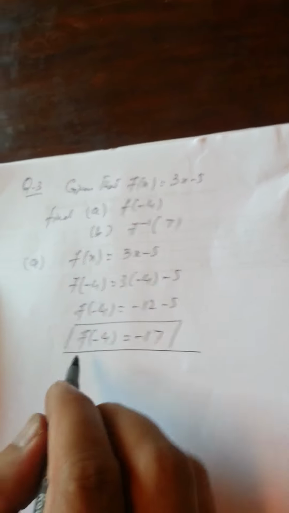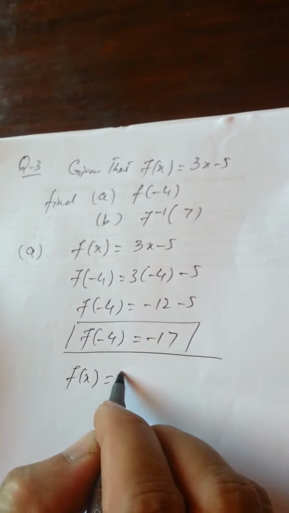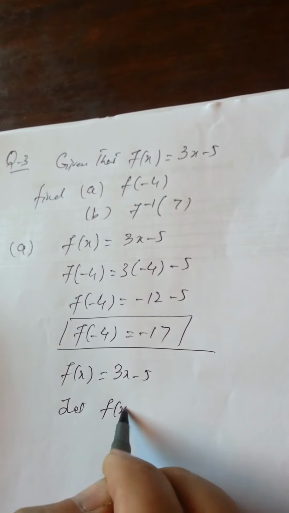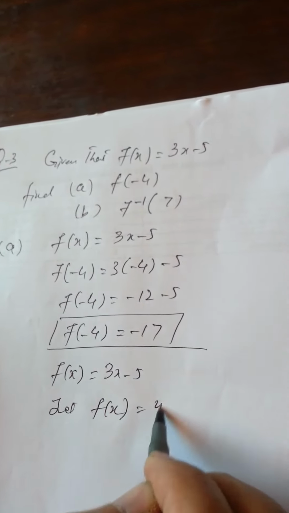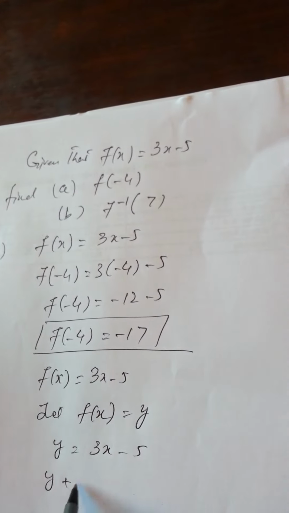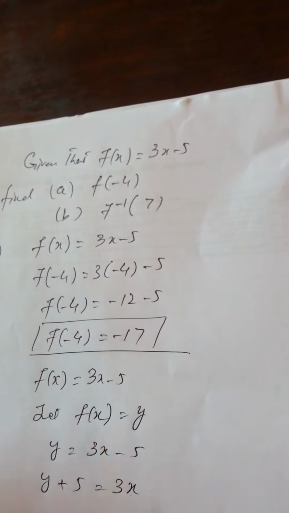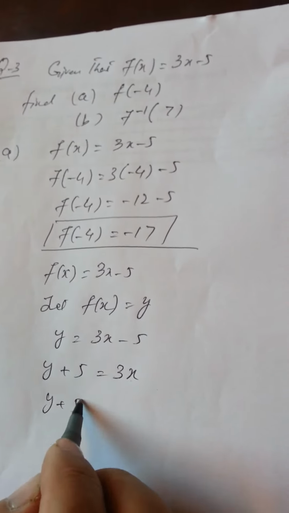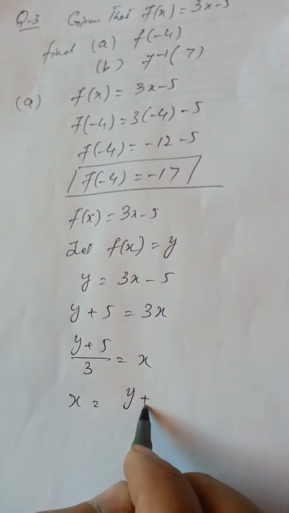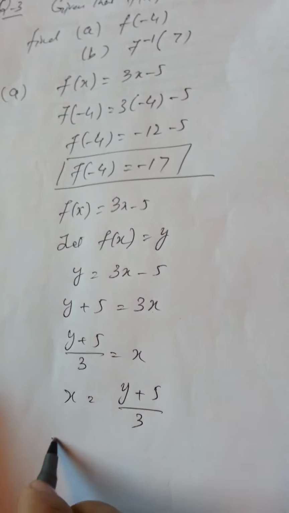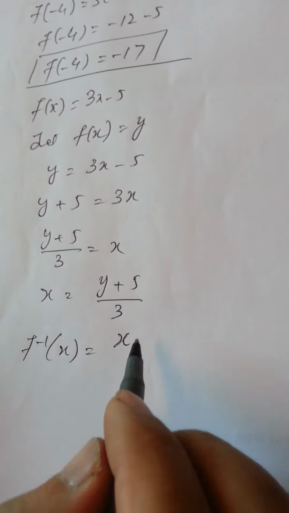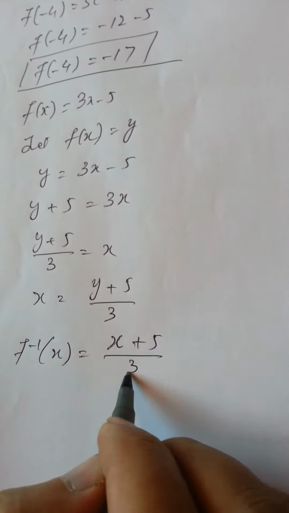Now for the inverse function, take the given function first. 3x minus 5. Now let f of x be equal to y. y is equal to 3x minus 5. y plus 5 is equal to 3x. Now (y plus 5) upon 3 is equal to x, or x is equal to (y plus 5) upon 3. Now f inverse of x is equal to, replacing this y with x, (x plus 5) divided by 3.